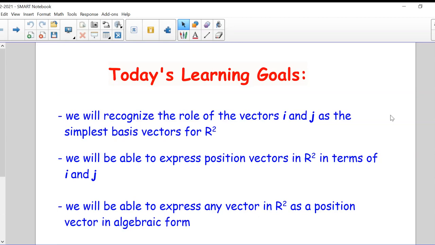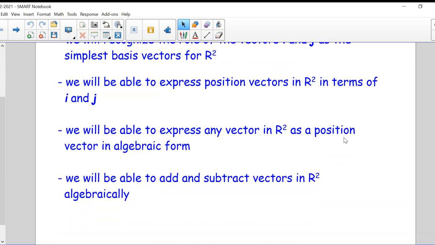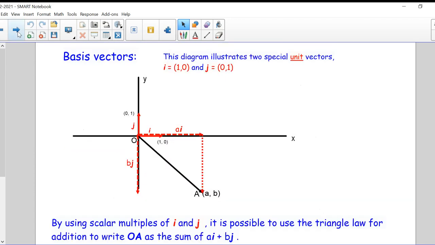Recognize the role of the vectors i and j as the simplest what are called basis vectors. And you'll see what the definition of that is in a minute. We're going to be able to express position vectors, in R squared, which is R2, the two-dimensional platform that we're going to be using initially, in terms of i and j. And we're going to be able to express any vector in R squared as a position vector in algebraic form as well. Then we're going to add and subtract these vectors in R2 algebraically. Okay? All right, let's get to it.